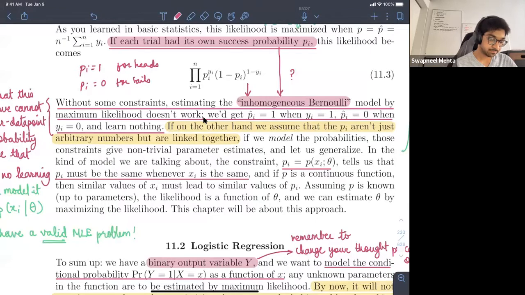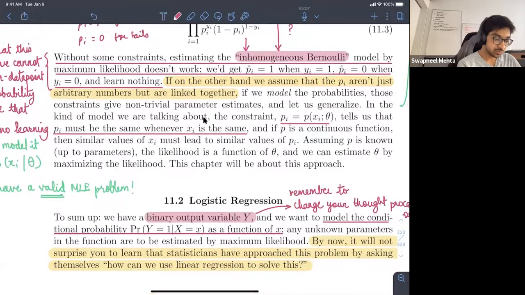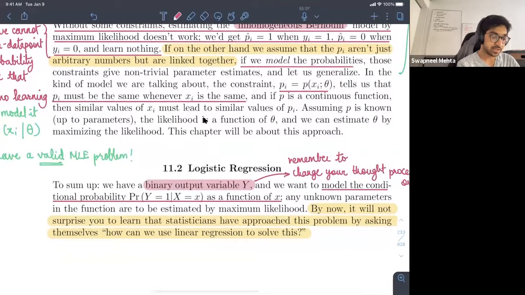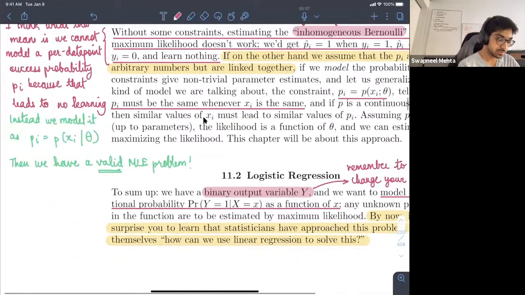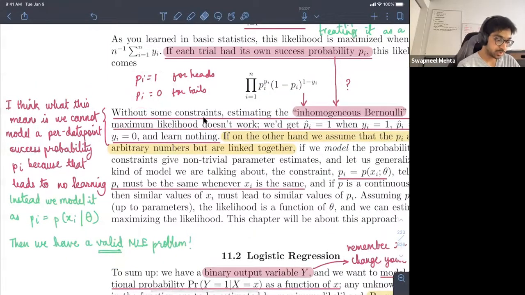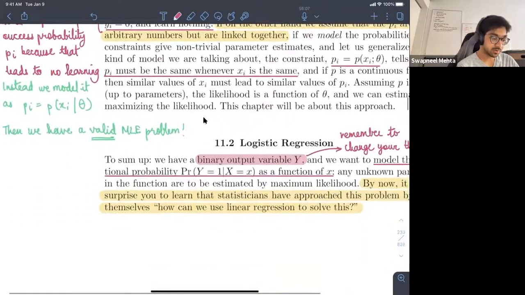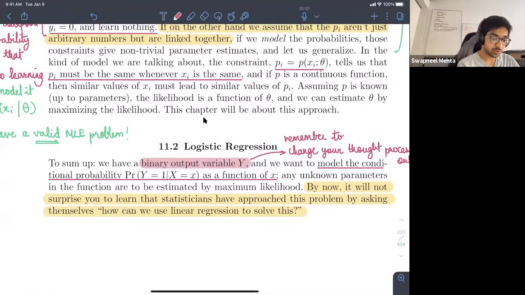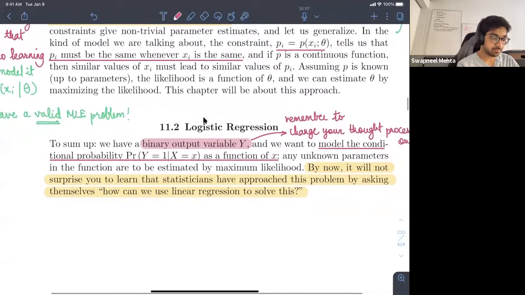Anyway, if on the other hand, we assume that pi are not just arbitrary numbers, but are linked together, that is, if we model the probabilities, these constraints give non-trivial parameter estimates. So these are trivial parameter estimates because it's just 1 and 0. But now we want to obtain a non-trivial parameter estimate, which actually means something. So we impose this constraint on the model, and again, this is an assumption we are making. So think of it that way.